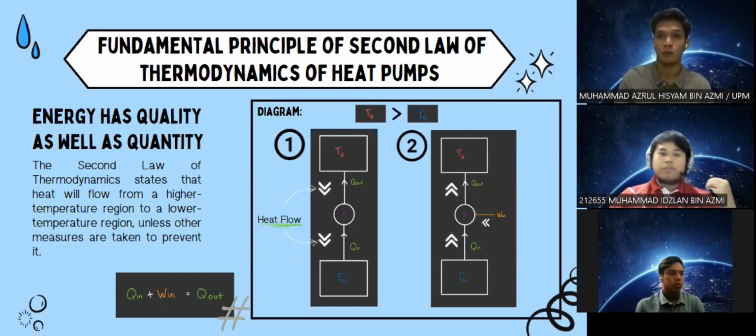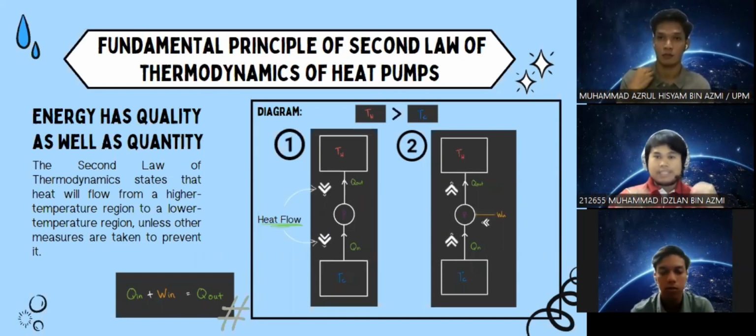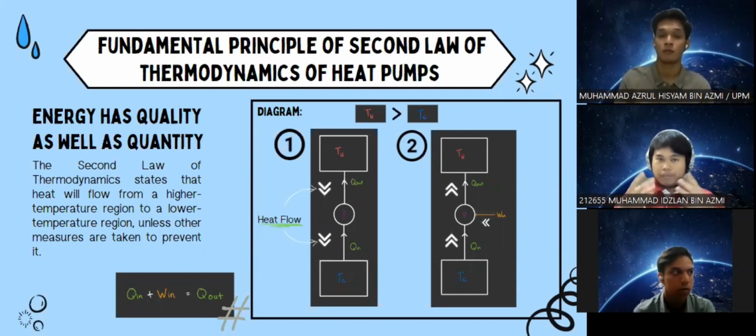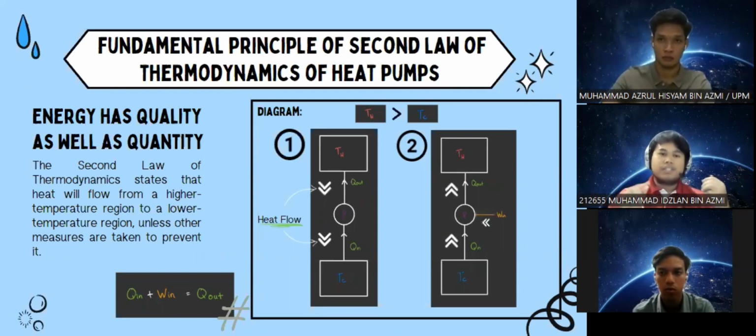So the second law of thermodynamics can be understood with the schematic diagram. Here you have a device working between two temperature levels. So we can assume TH is higher than TC.